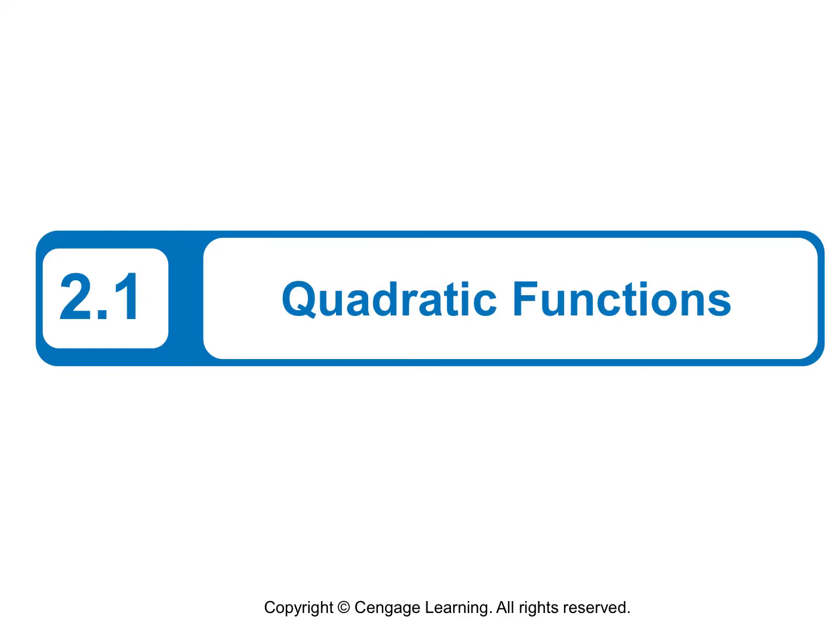All right, 2.1, we're going to learn about quadratic functions. Anybody remember what a quadratic function is? Kayla? It's a function where you have x squared, x, and then a constant. It's an x squared function. What does a graph of an x squared function look like? A parabola. So that's all we're dealing with in 2.1.